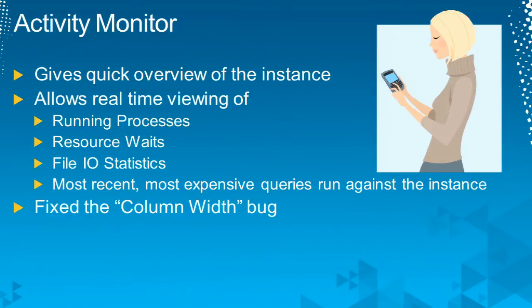If you don't know what Activity Monitor is, it gives you a quick overview of the instance. You basically click on Activity Monitor, and it'll show you top running processes, a bunch of graphs about it. One of the big complaints with Activity Monitor was you couldn't make the columns bigger. Has anybody tried doing that and not had it work? That is going to be fixed.